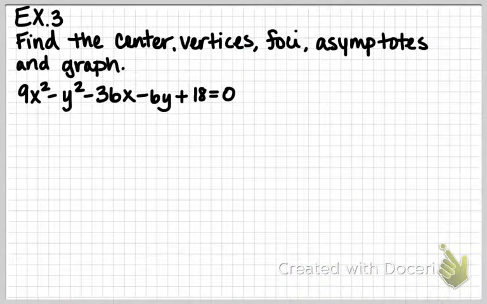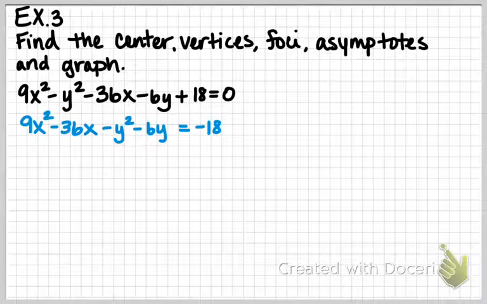So now in example 3, our equation is not in standard form, it's in general form. So I'm going to use the same steps that I did for ellipses to get this in standard form. I'm going to start by grouping the x's, grouping the y's, and constant moves to the other side. So 9x squared minus 36x minus y squared minus 6y equals negative 18.